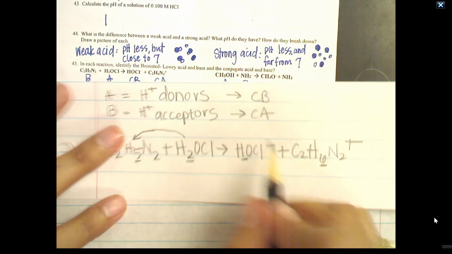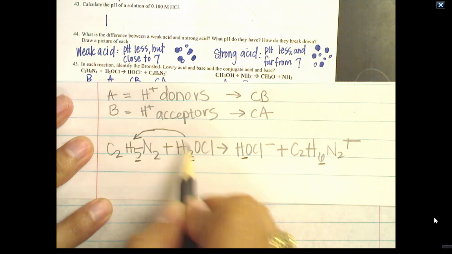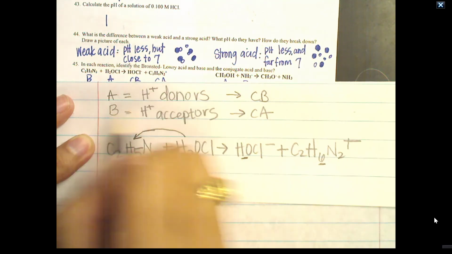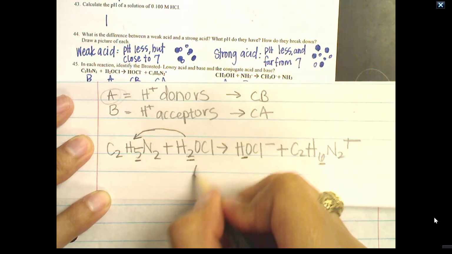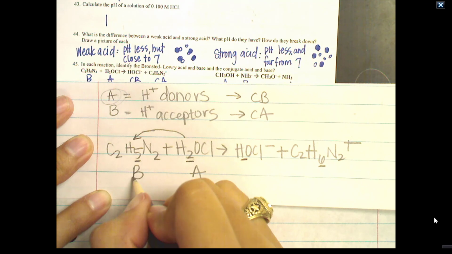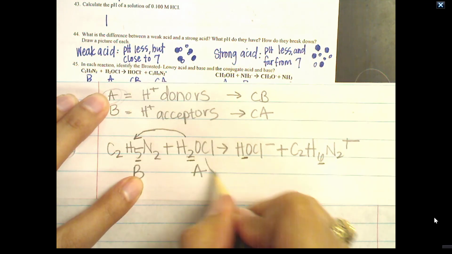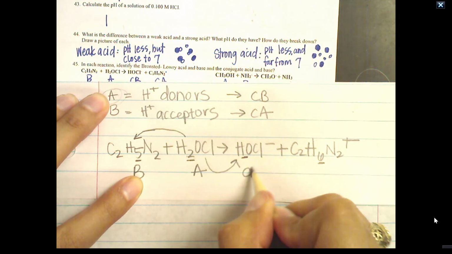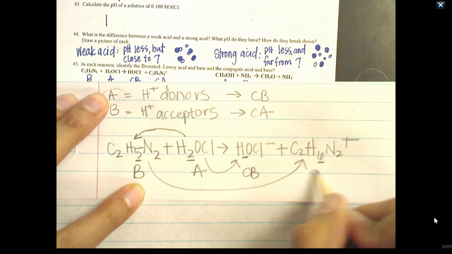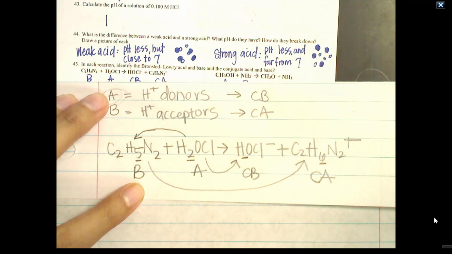And we can see that one of these hydrogens is being donated over here. So the donor is the acid. So this is the acid. The acceptor is the base. The acid turns into this, which means this is the conjugate base. And the base turns into over here, which is the conjugate acid.